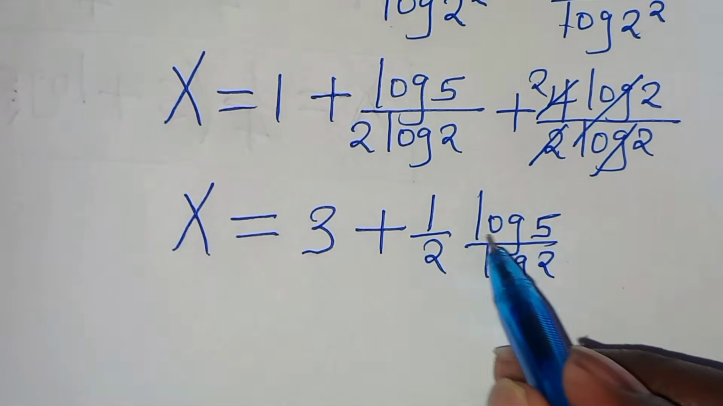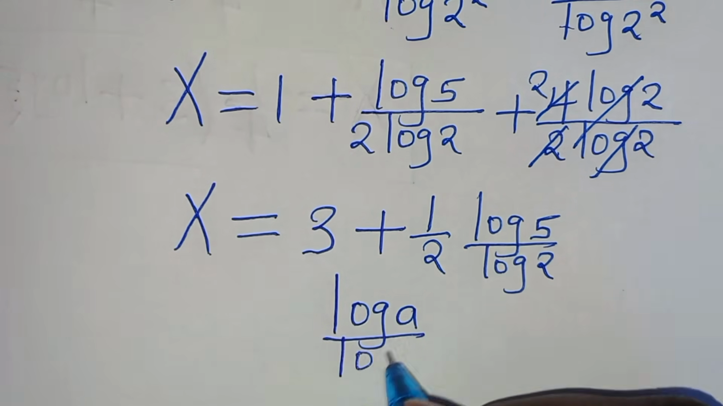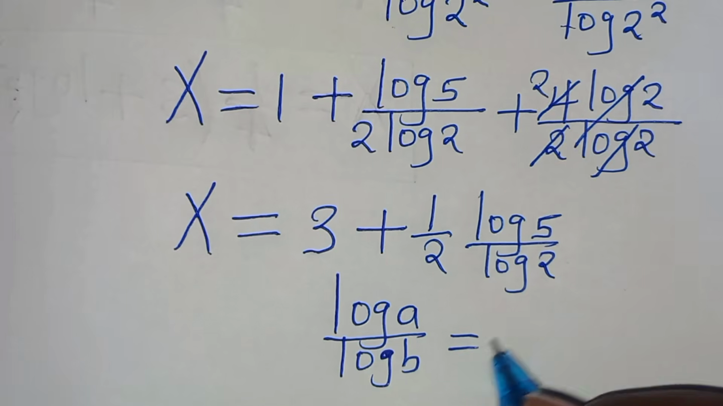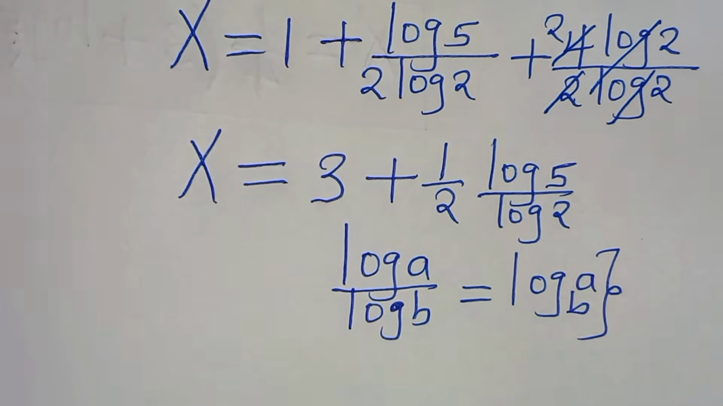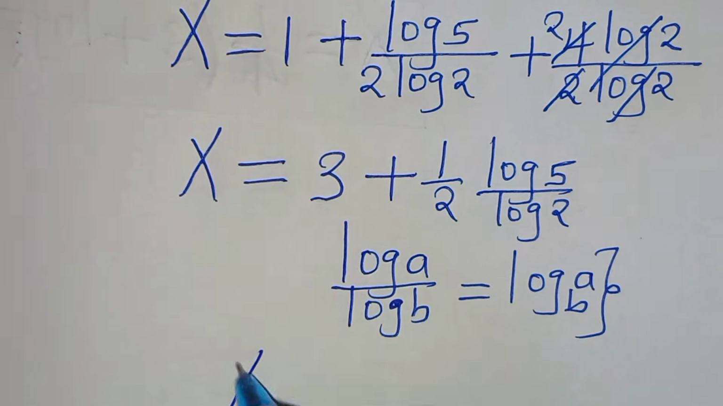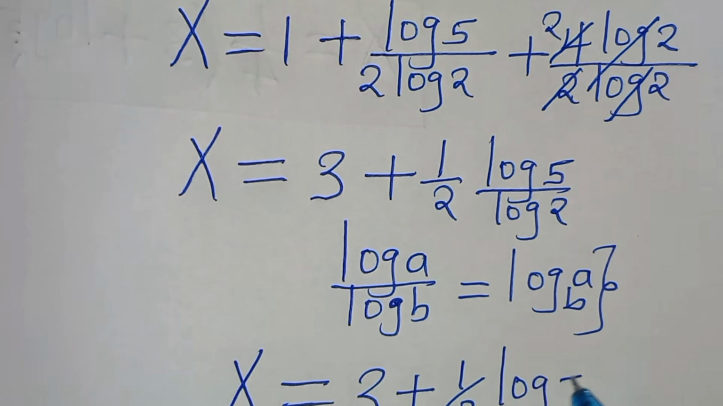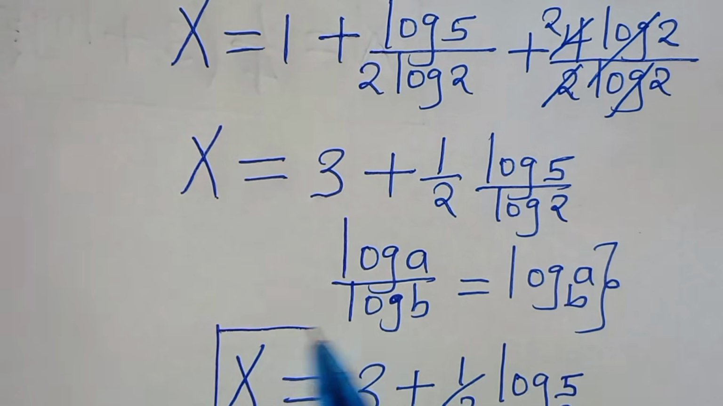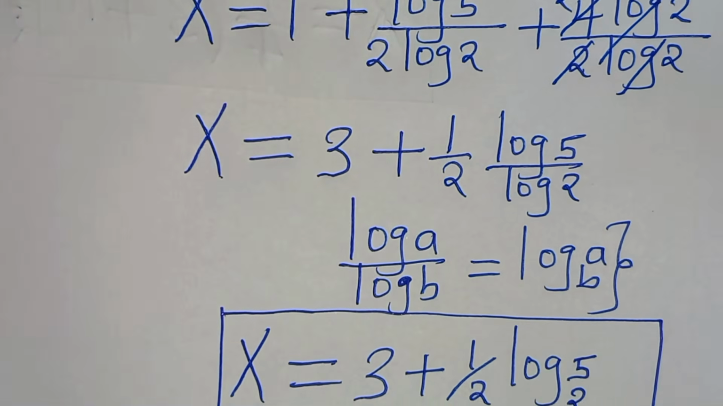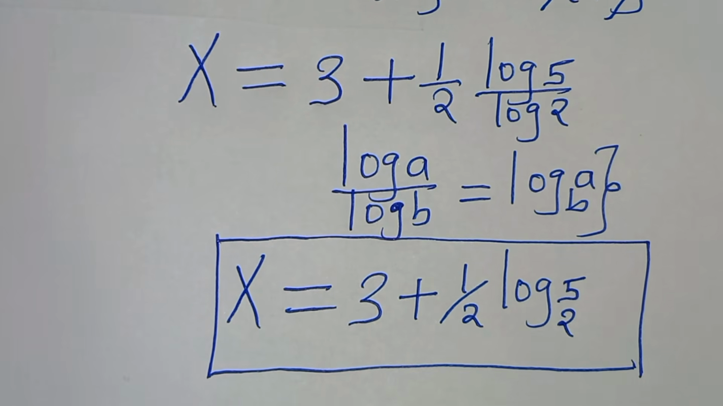Now the next step is that we have log 5 over log 2. This is in the form of log a divided by log b, which we can express as log a to base b. Now applying this property, we have that x is equal to 3 plus a half log 5 to base 2. Now this is the value of x. The next step is to verify that this value of x here satisfies the equation by following these steps.